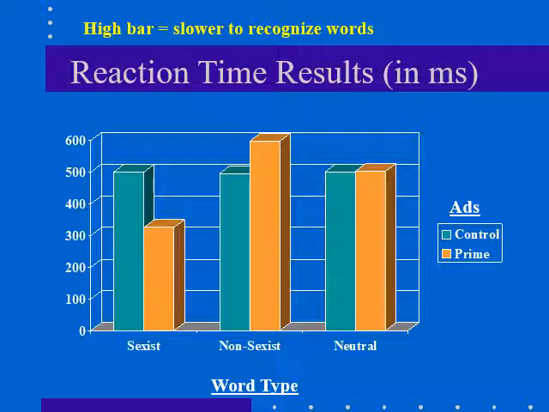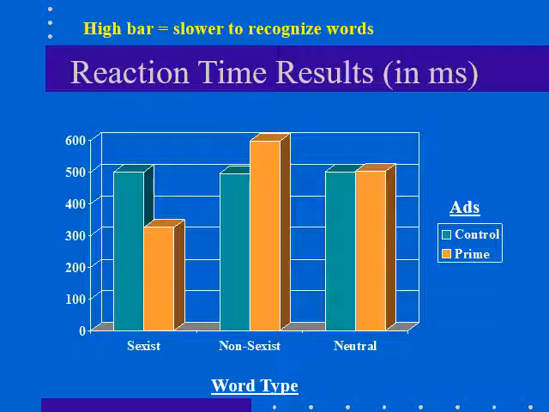So this is the reaction time results in milliseconds. And we start out over here with the sexist words, and the control group is in green and the primed group is in orange. So you can see that the control guys are taking about half a second, 500 milliseconds, to recognize words like babe and bimbo and blonde and playboy, whereas our guys who are primed are considerably faster.